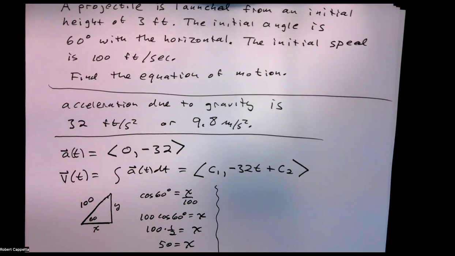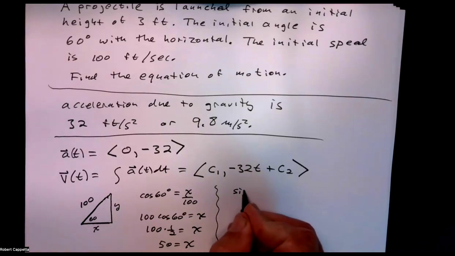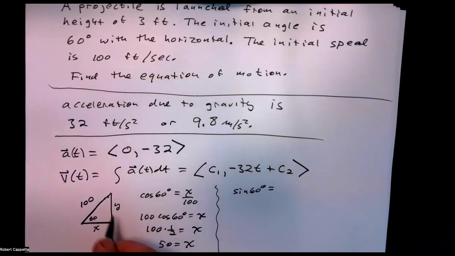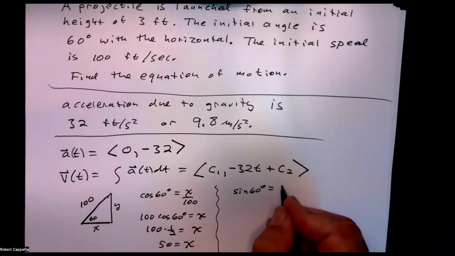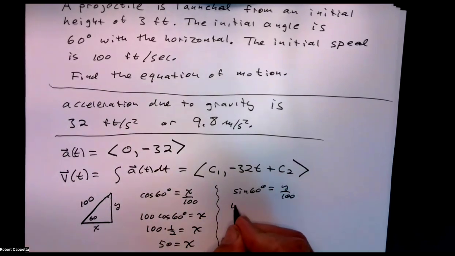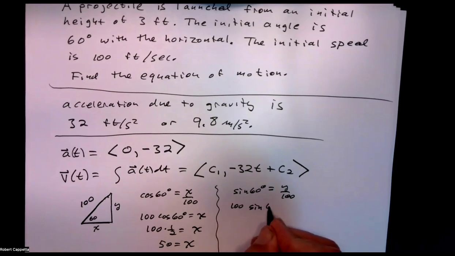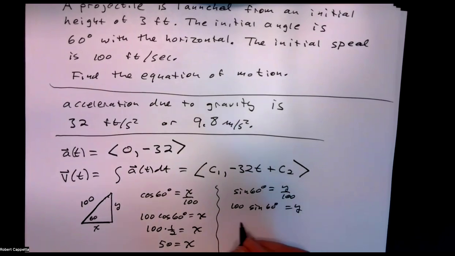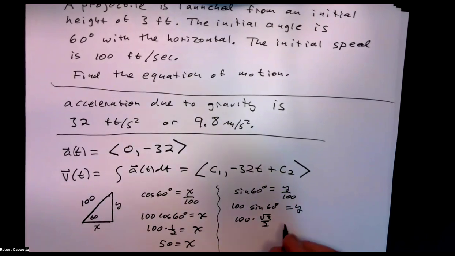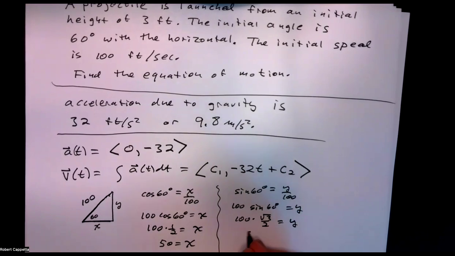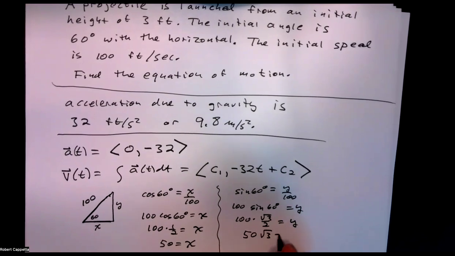Now, how about the y value? How is that going to work? Well, sine of 60 is opposite over hypotenuse, which is y over 100. So 100 times the sine of 60 degrees is y. 100 times root 3 over 2 is y. So 50 root 3 is y. So that's my initial velocity.